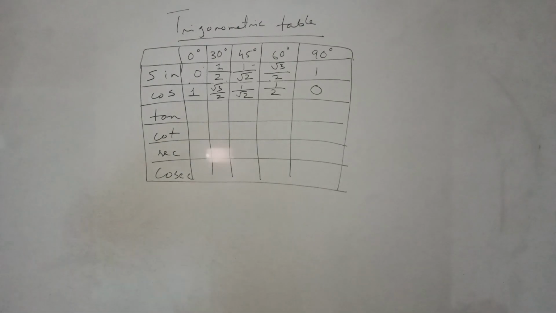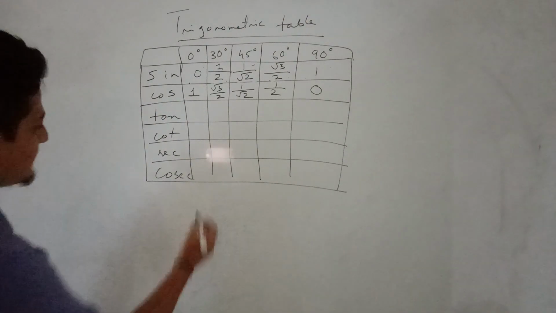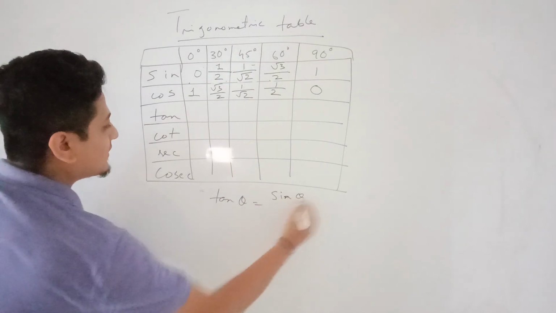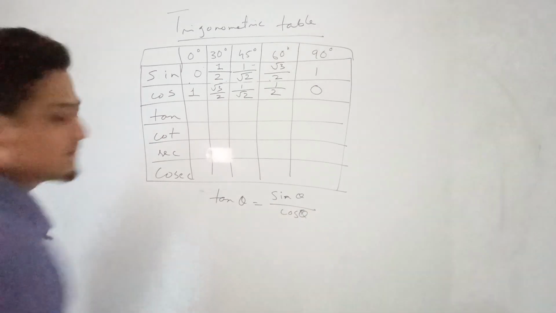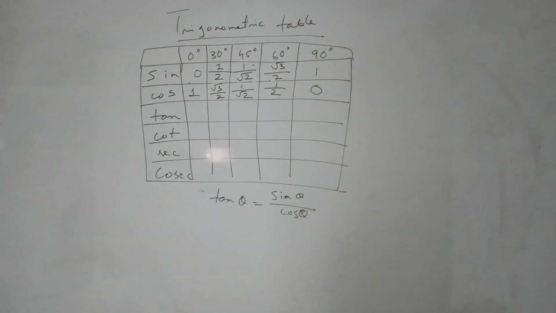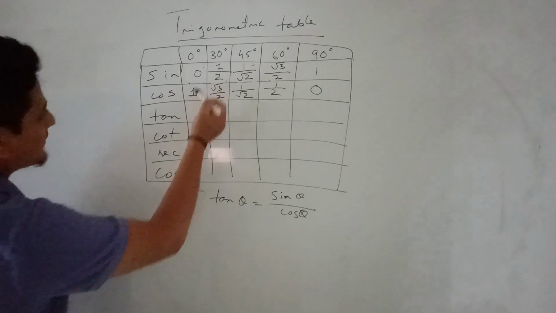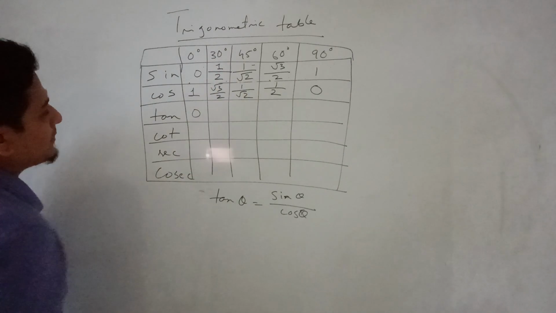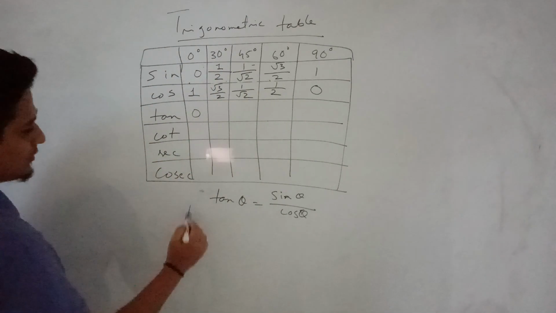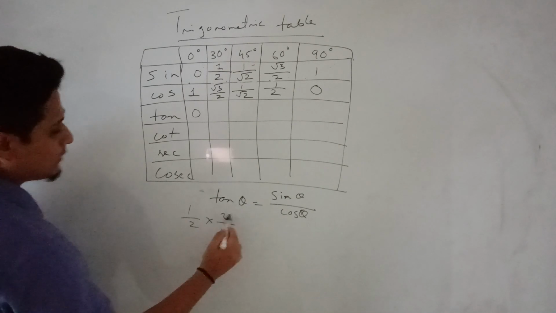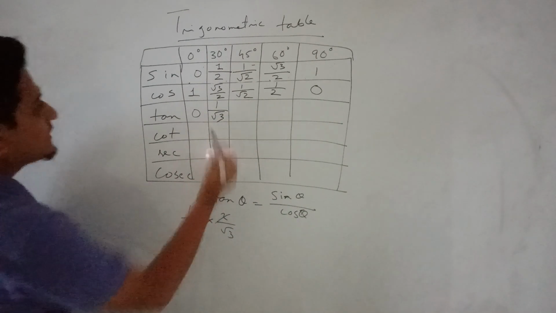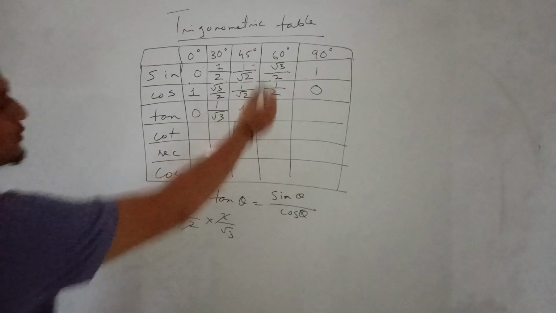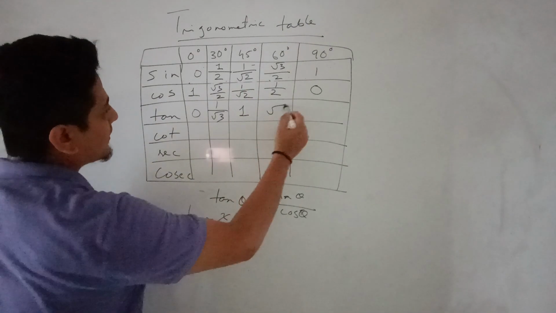Okay. Next, how can we find tan? Remember this thing: tan theta is sin theta by cos theta. So if we divide sin 0 by cos 0, that is 0 by 1, that is 0. 1 by 2 divided by root 3 by 2 will be 1 by 2 into 2 by root 3. 2 and 2 get cancelled, it will be 1 by root 3. 1 by root 2 divided by 1 by root 2 will become 1. Root 3 by 2 divided by 1 by 2 will become root 3.